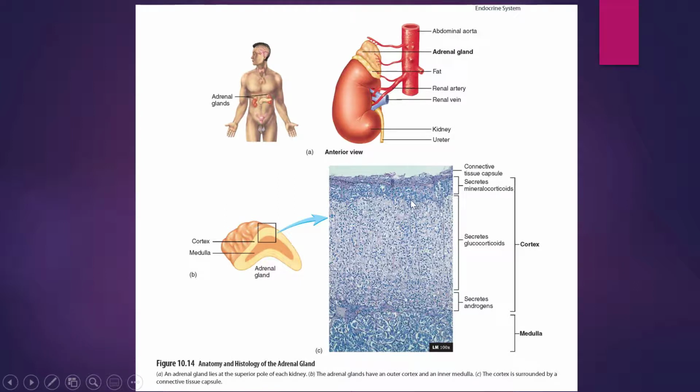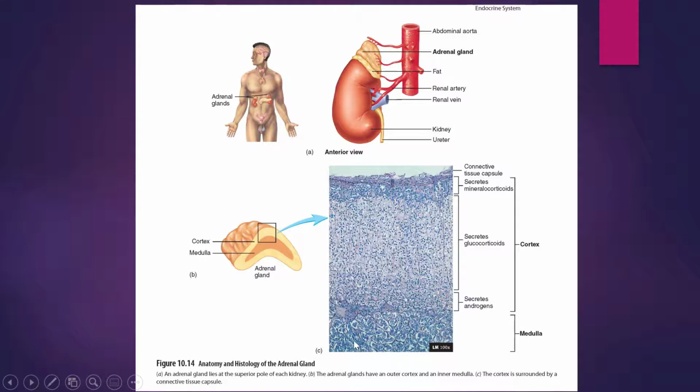It will have, for instance, a layer that would be secreting mineralocorticoids, and that's the zona glomerulosa. The zona fasciculata, this large area here, is going to secrete the glucocorticoids, and the zona reticularis will secrete the androgenic hormones, and these are the ones.